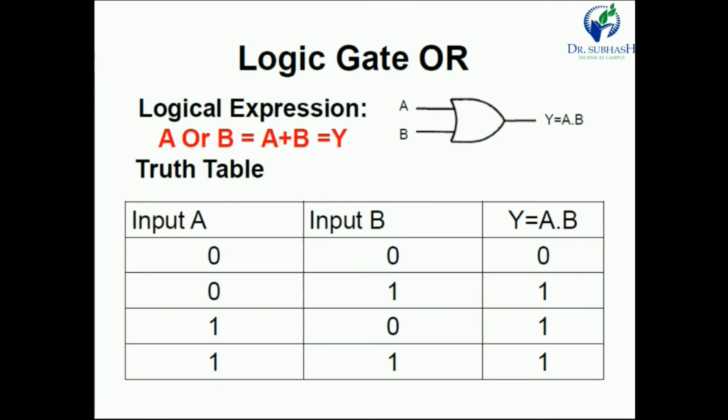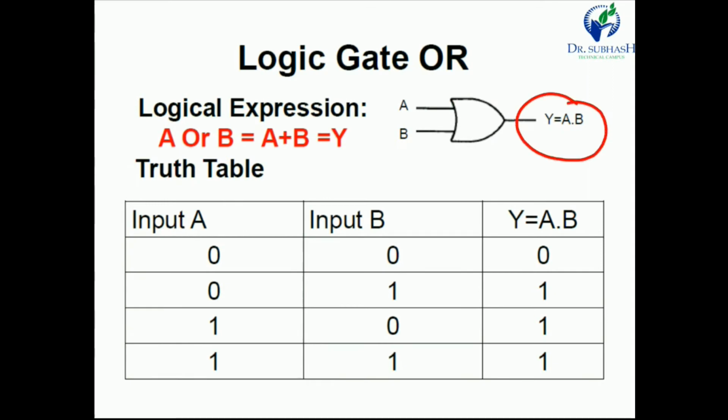Now this is the symbol, with inputs A and B. Here you have to remember, some mistakes are common. Y is equal to A plus B. You have to remember A plus B. Here write Y is equal to A plus B because this is the OR operation. So OR is nothing but the plus operation, and AND is nothing but the dot operation or multiplication operation.